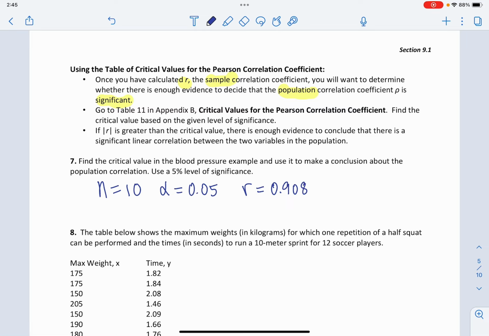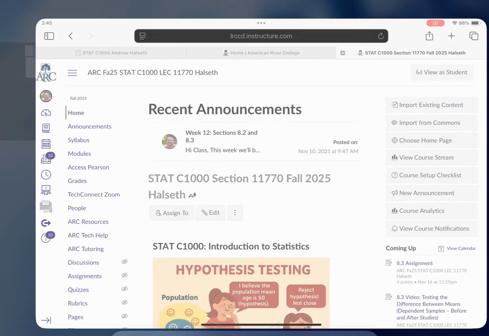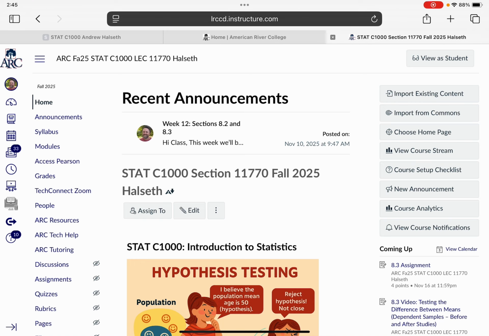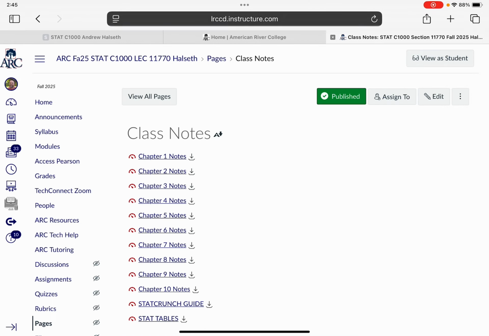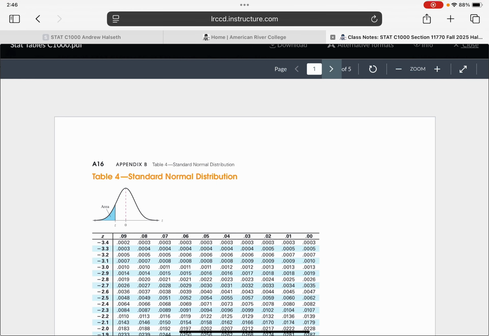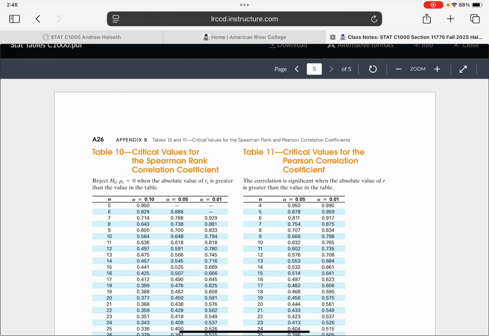Okay, so now we go to the table, and that table is located, if you go to Canvas, under Modules, it's where all the class notes are. So I click on Class Notes. You've probably seen it already. Down there at the bottom, Stat Tables. So I click on that. And it's the very last table. So maybe you've been trying some of these out with previous problems, but the one we need is that Table 11. Table 10 we'll never use, but it's this Table 11 on the right.